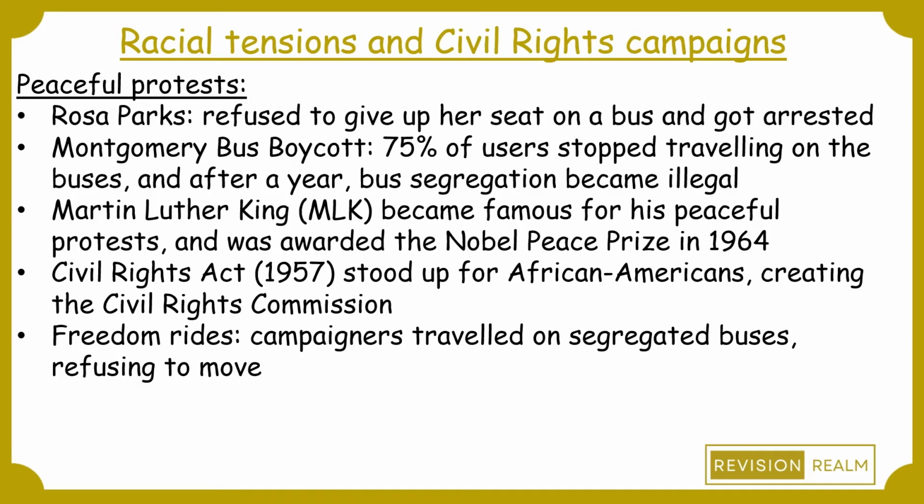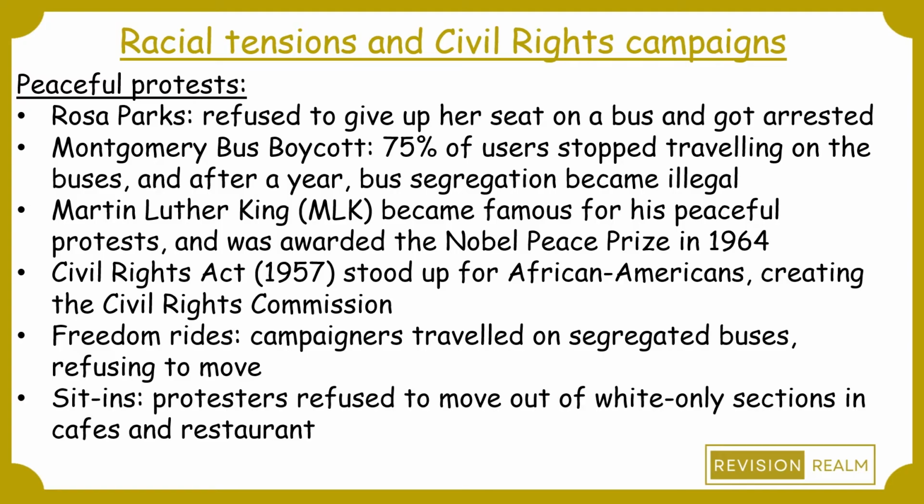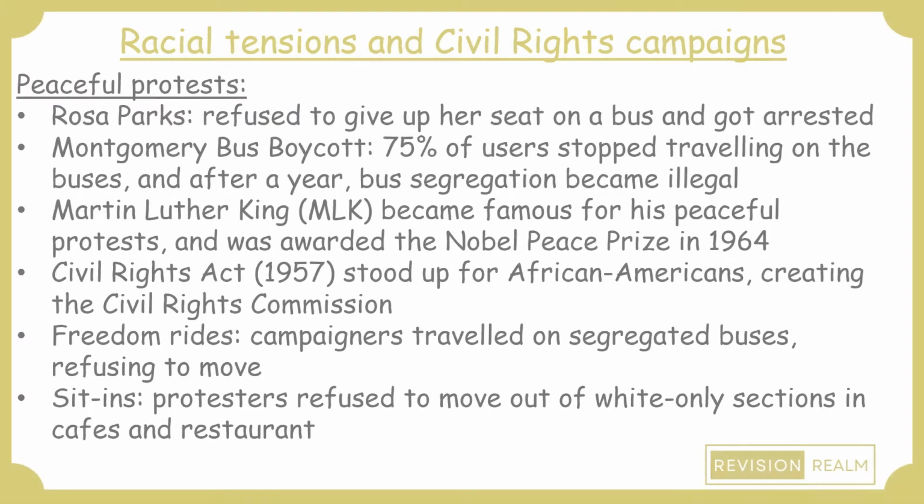Other peaceful protests took place during this time, like freedom rides. These consisted of civil rights campaigners traveling around together on still segregated buses, refusing to move, mainly in southern states. Sit-ins were another way to protest, with campaigners sitting in white-only sections of cafes and restaurants, refusing to move. Just 18 months after they started in 1960, 70,000 people had participated in these protests, although they often faced more violence as they did so.